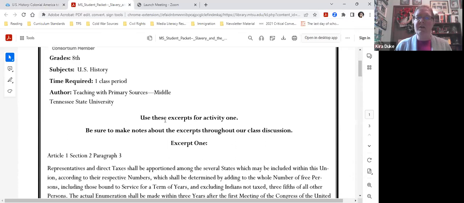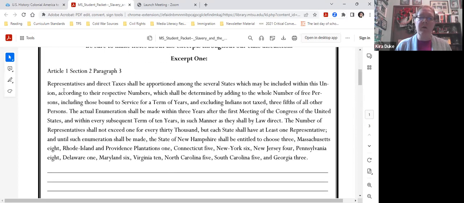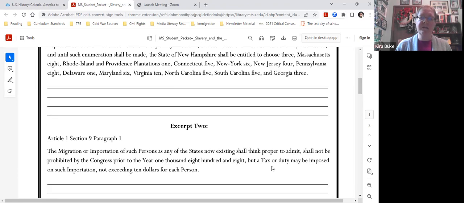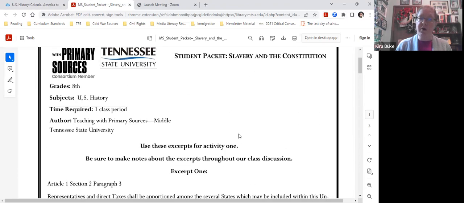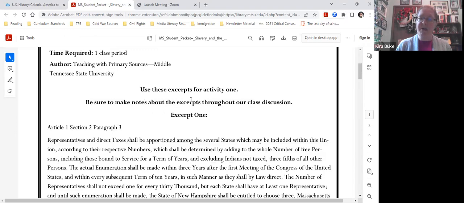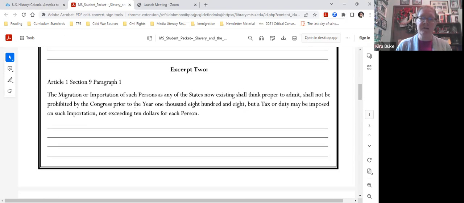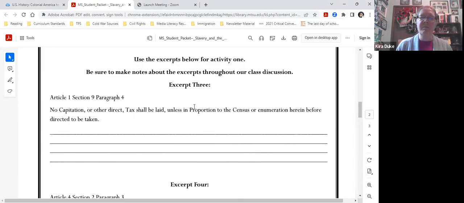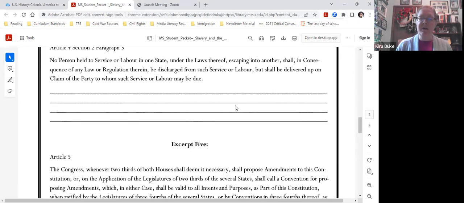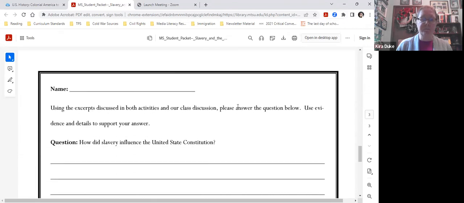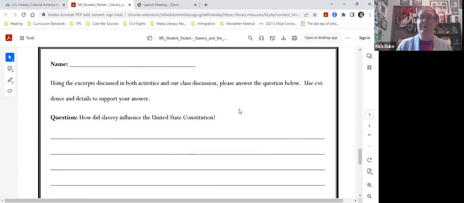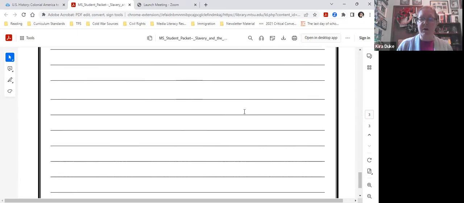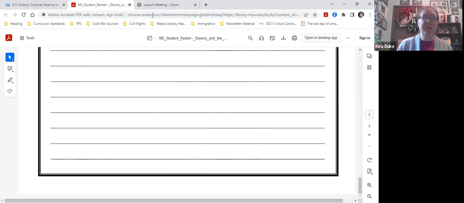So again, you can see, use these excerpts from activity 1. Of course, the instructions for that would be in the lesson plan itself. It has space for students to work through what this means and to take notes as they're trying to figure out what these things mean. There are 2 excerpts here. The next page has three other short ones. And then this question for them to think about: how did slavery influence the U.S. Constitution? So again, space to work through their thoughts on that.